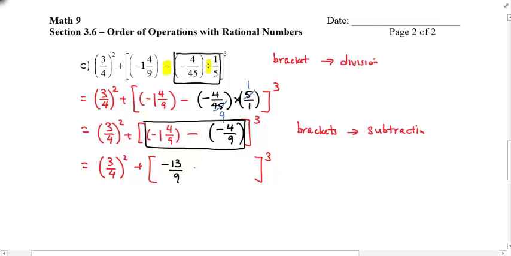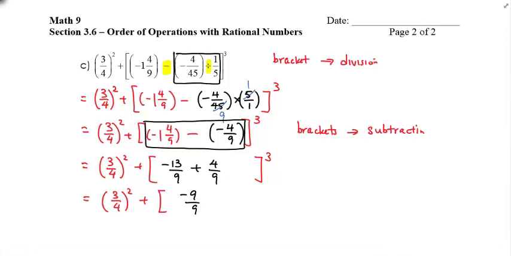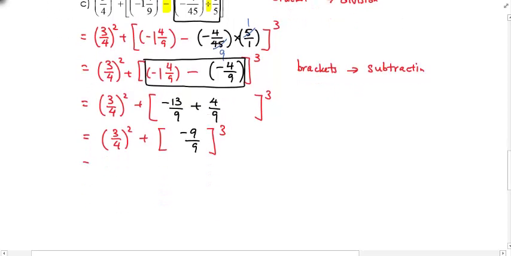The takeaway is I can change the subtraction to adding the opposite. So I'm going to add it to positive 4 over 9. And that's nice because I hope you can see that inside the bracket there, negative 13 plus 4 is just negative 9 over 9. Nice. And what's negative 9 over 9? That just simplifies to the lovely number negative 1. I like that. I like easy integers.